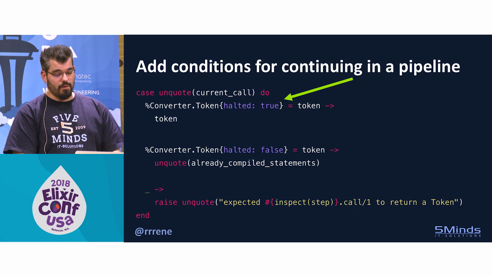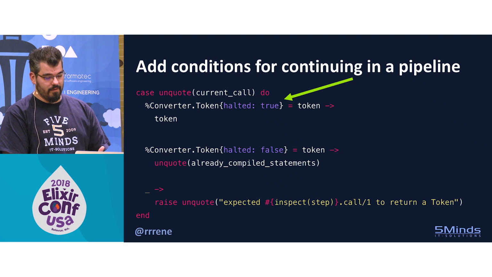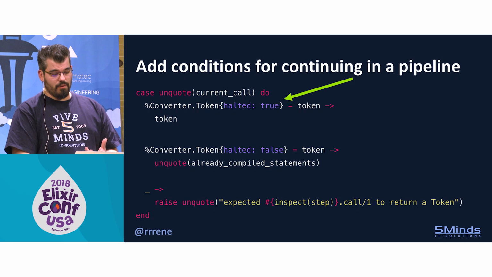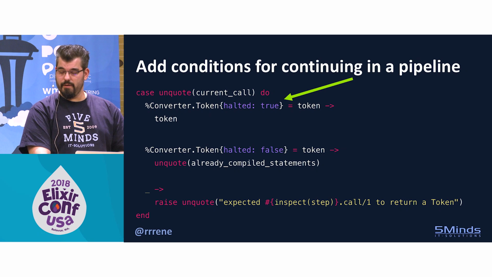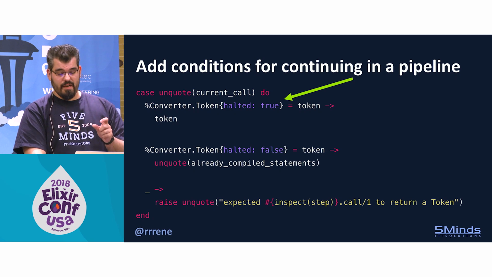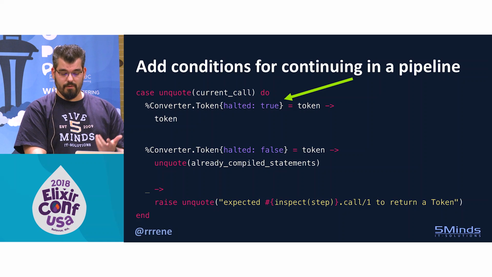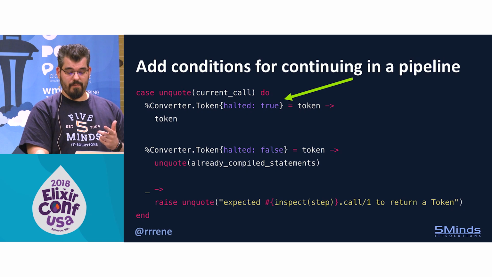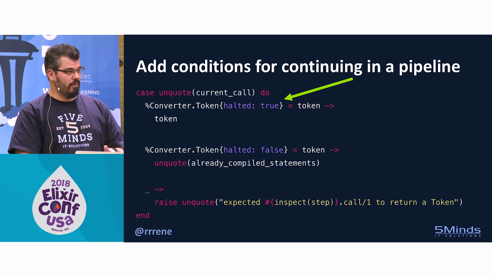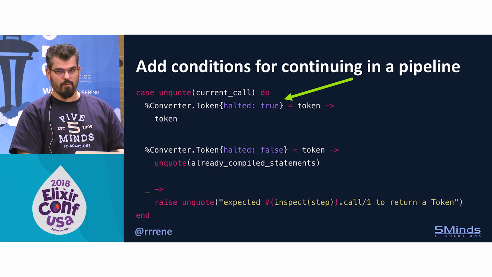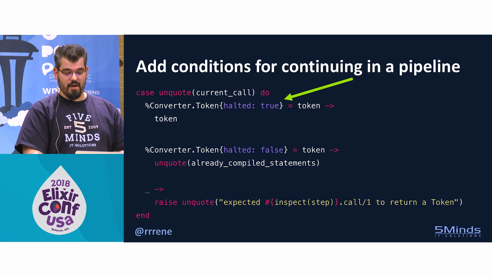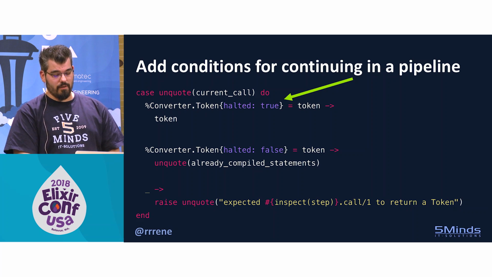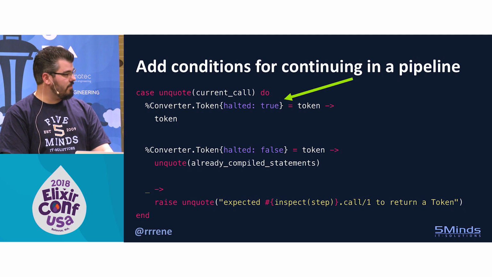We could also introduce a halt mechanism similar to the one present in plug, which would enable us to leave a pipeline early. And we would do this by adding a new field to our token, which we could call halted, and then we would match on halted true in the case statement. If that match is successful, we just return the token, effectively skipping the rest of the pipeline. And here we are only executing the already compiled statements when we encounter a token with halted false.